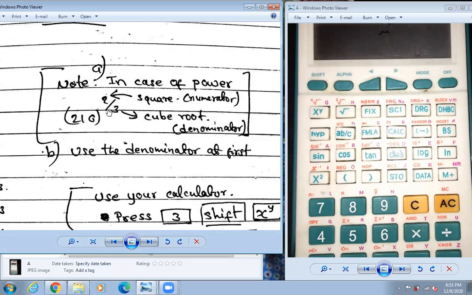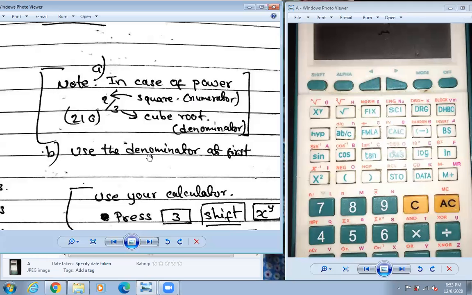How to take out the cube root of 216? This 3 is the cube root. If there is 4, then you need to find the root of 4. Whatever is at the bottom, take out the root of that. There is 3, so we are going to take out the root of 3. This is not 210, this is 216. Now, how to use the root?